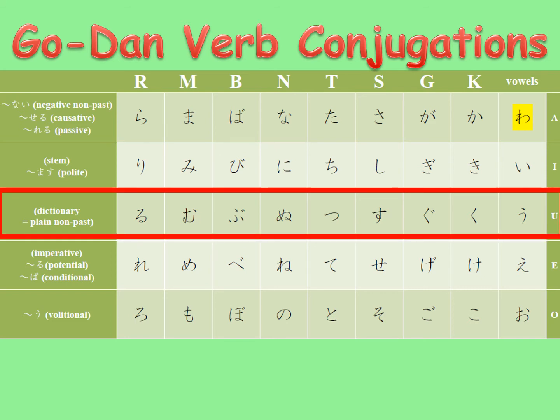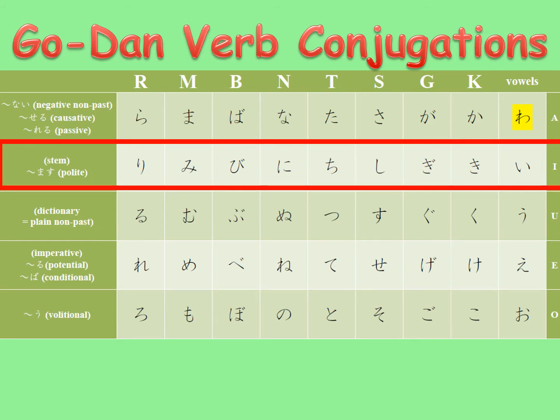Let's start with the middle tier. This is the default position of all Godan verbs. All Godan verbs end in one of these letters like kau, kiku, isogu, hanasu, matsu, shinu, asobu, yomu, kaeru. And this form is called dictionary form or plain non-past affirmative form.